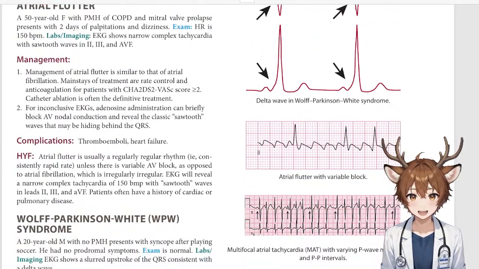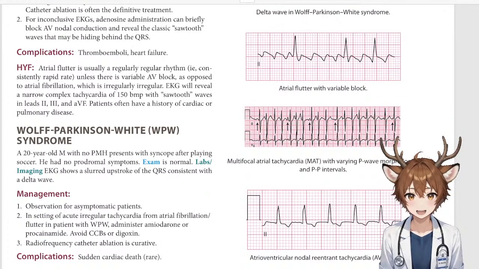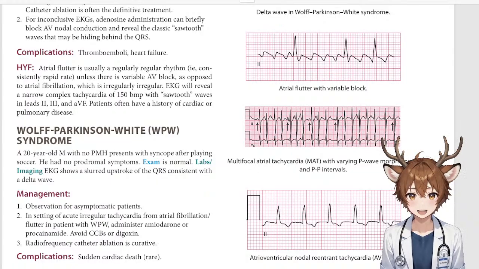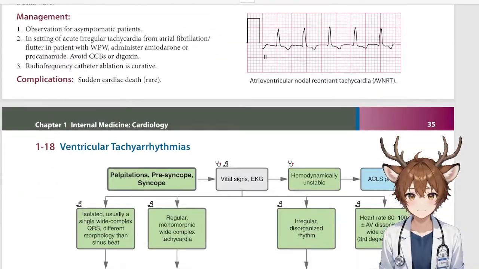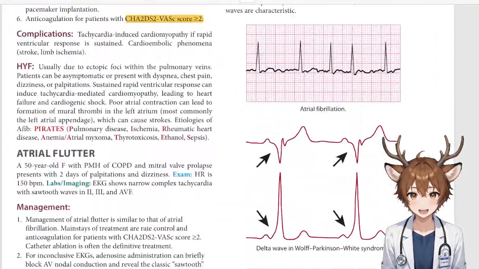And here's atrial flutter with variable block. Here's a multifocal atrial tachycardia, or MAT, with varying P wave morphologies and PP intervals. And here's atrioventricular nodal reentrant tachycardia, or AVNRT. And now we're going to go to ventricular tachyarrhythmias. So we were talking before about atrial.